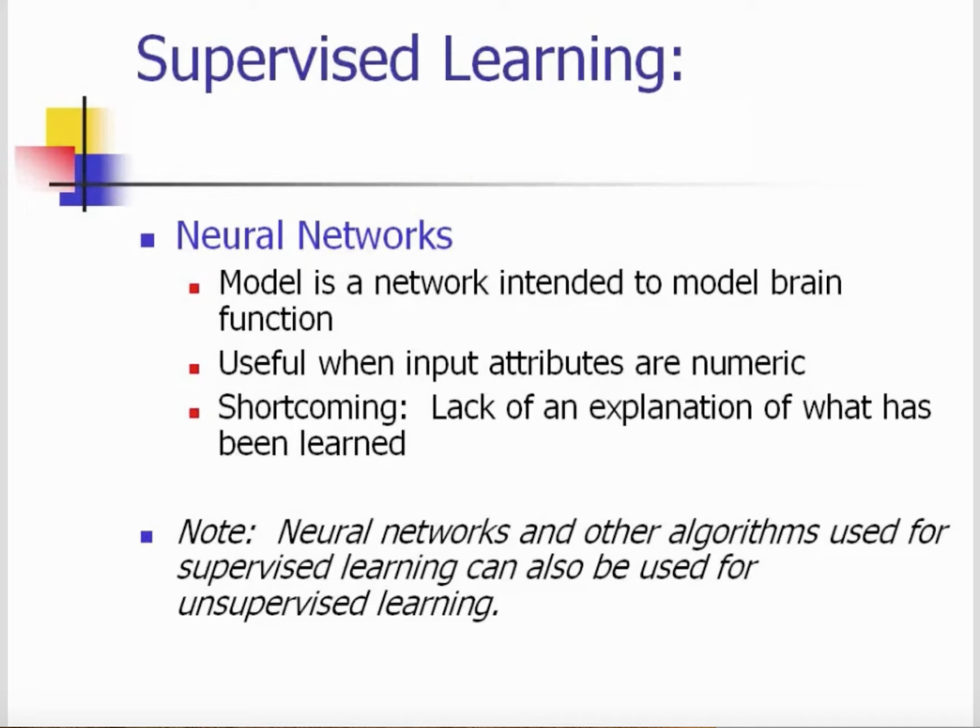Another supervised learning algorithm is a neural network algorithm. It should be noted, however, that neural network algorithms can also be used for unsupervised learning. Neural networks create models that are intended to be like models created within the human brain. These models are useful when the input attributes are numeric. However, the shortcoming of this type of algorithm is that it doesn't really give us an explanation of what has been learned. It's not easy for a human to interpret this type of output as compared with, say, a decision tree or prediction rules.